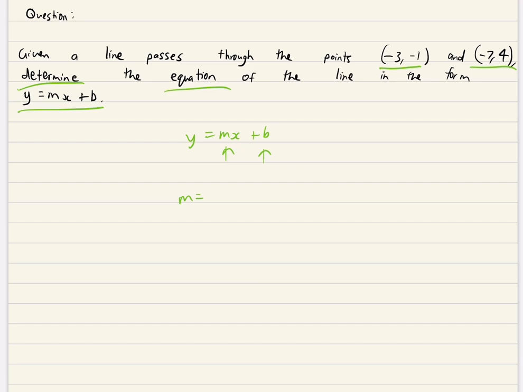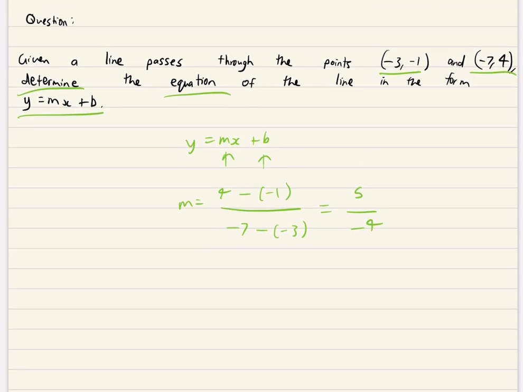So the difference in y's, well, it's 4 minus the other y value, which is negative 1. Be careful of the double negative because it does become a positive. Divided by, now we subtract the x values, so negative 7 minus negative 3. Again, we've got another double negative. So on the top that's going to become 4 plus 1, which is 5. And on the bottom will be negative 7 plus 3, which is negative 4. So that is going to be our slope.